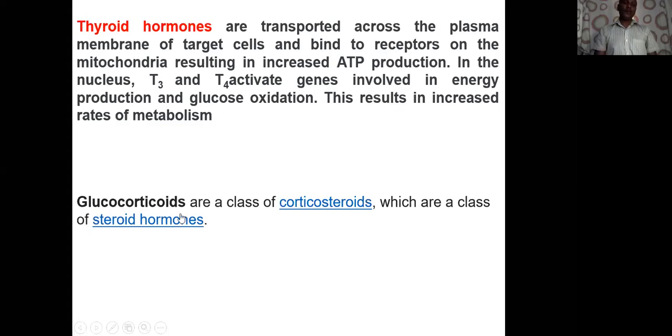And the next one is glucocorticoids like cortisone and hydrocortisone. These are glucocorticoids, as the name itself indicates. So they also regulate metabolism. These glucocorticoids increase glucose synthesis, either from fats, or through gluconeogenesis, or from amino acids. They increase the synthesis of glucose.